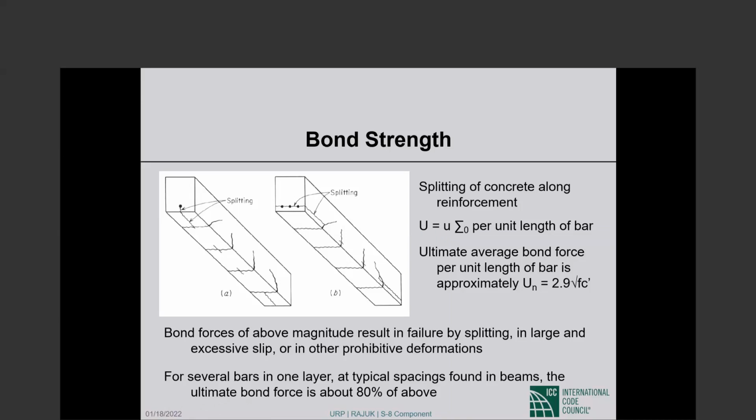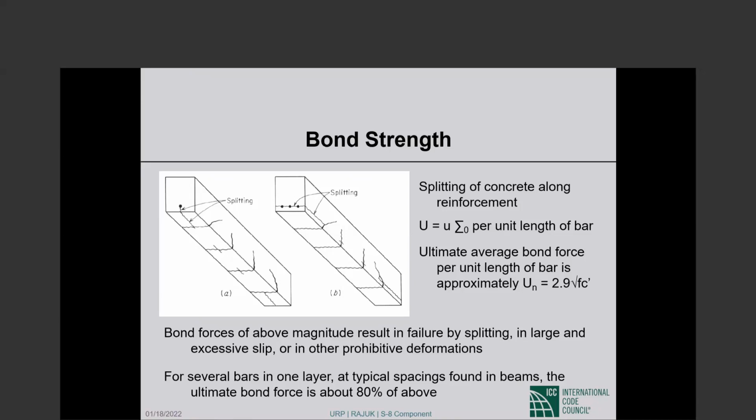Ultimate average bond force per unit length of bar is approximately U sub n equal to 2.9 square root of f sub c prime in SI units. That has been observed by very extensive testing at the University of Texas and elsewhere. So when the average bond force per unit length reaches that value, we are likely to observe splitting of the concrete as shown in the two pictures. Splitting can be in the vertical plane or the horizontal plane. Bond forces of above magnitude, this 2.9 square root of f sub c prime per unit length, result in failure by splitting, in large and excessive slip, or in other prohibitive deformations.